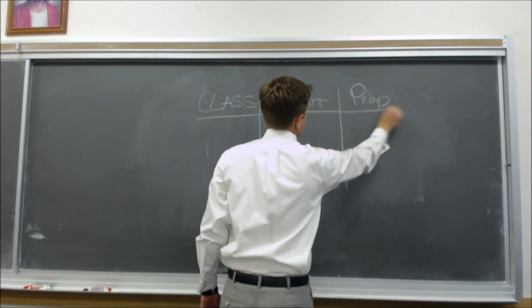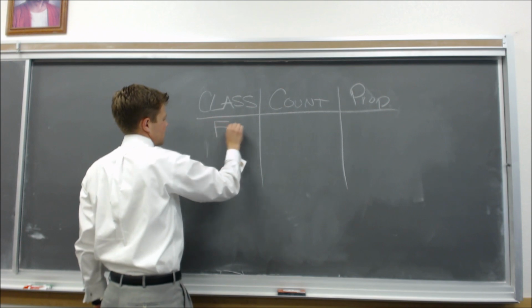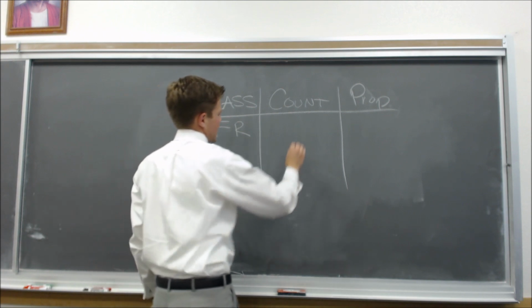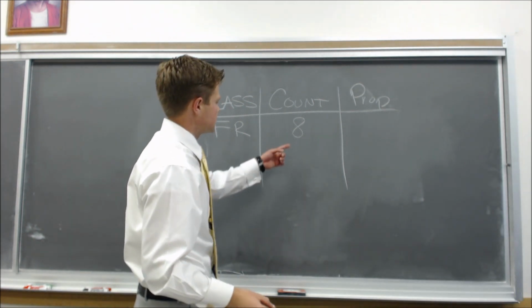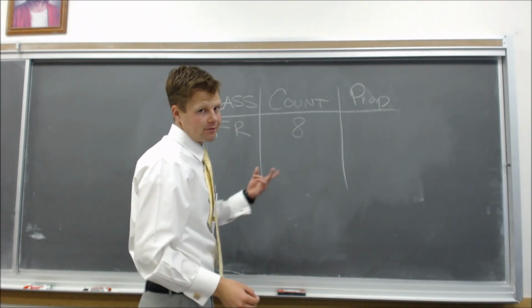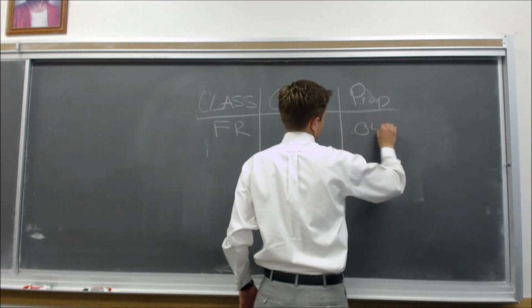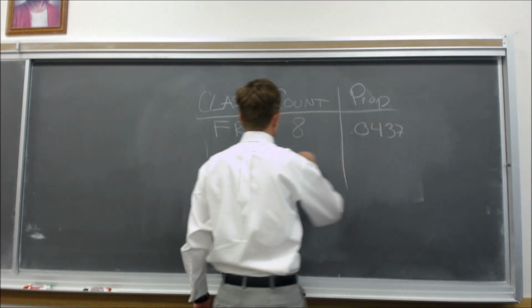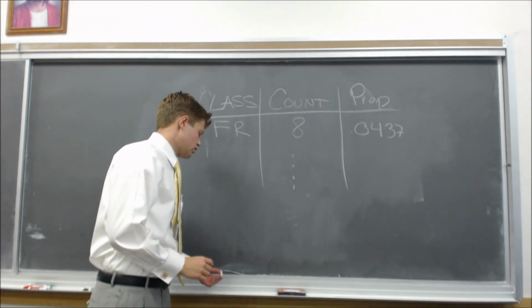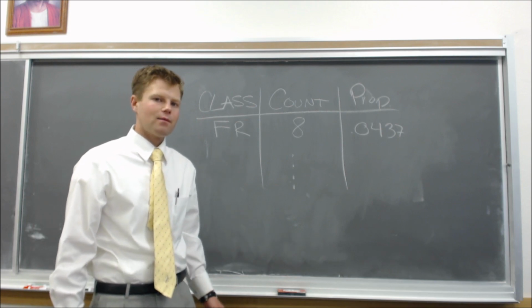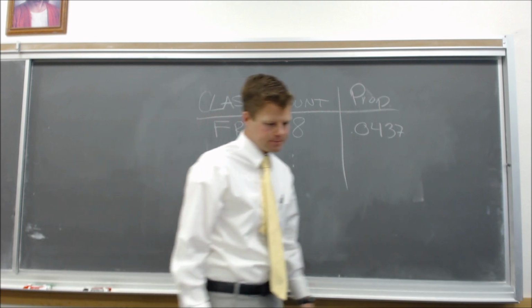Okay, so this is going to be doing the same calculations. In our class of freshmen, we had 8, and when we found that proportion, again, taking our 8, dividing it by our total, we get 0.0437. And you could go on and on for that. And so those are two different ways that you could describe some of the statistics from this data.